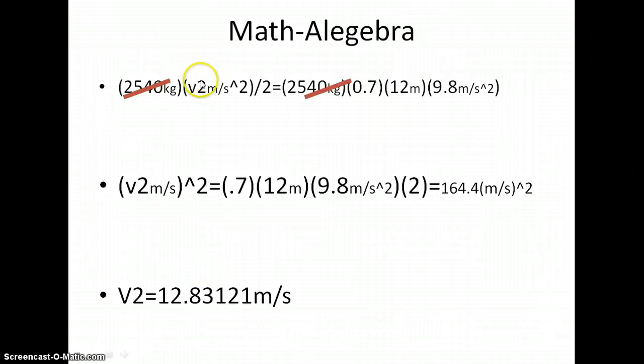To solve for v2, which will be the velocity of the two cars traveling together, you can use basic algebra to cancel out the mass from both sides, and then plug in the numbers to solve for v2 squared. And taking the square root, you see that v2 is equal to 12.83121 meters per second.